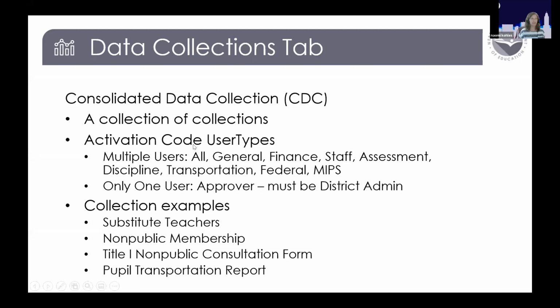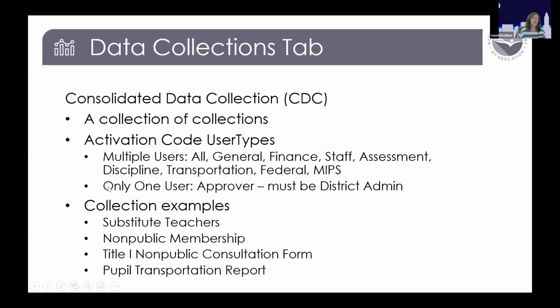So you may have someone who needs access to everything within the CDC. Well, then you would give them the activation code for all. But you may also have someone that only handles staff data. So they would only need the user type for the CDC collection that was called staff. And so there are all these different types of access, and you could use all, or you could give someone staff and MIPS, or any combination really.